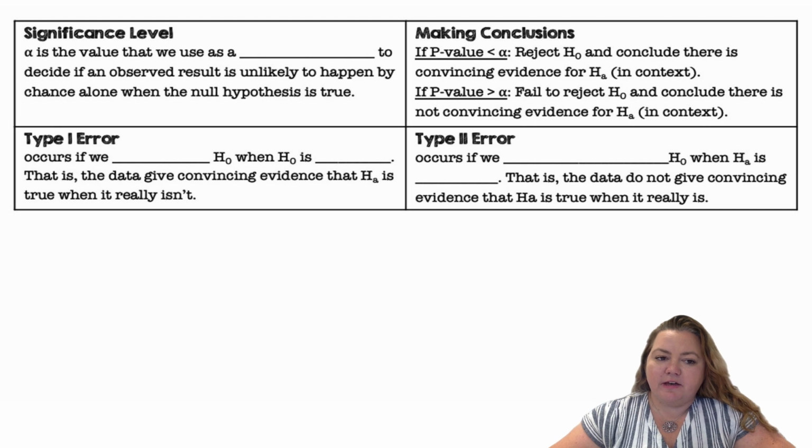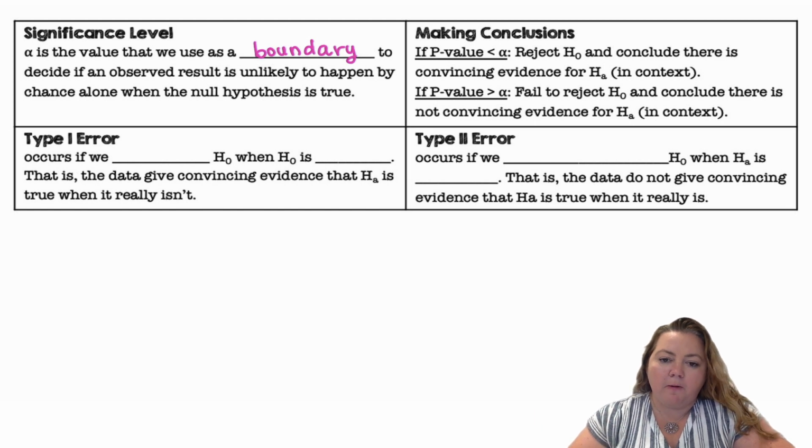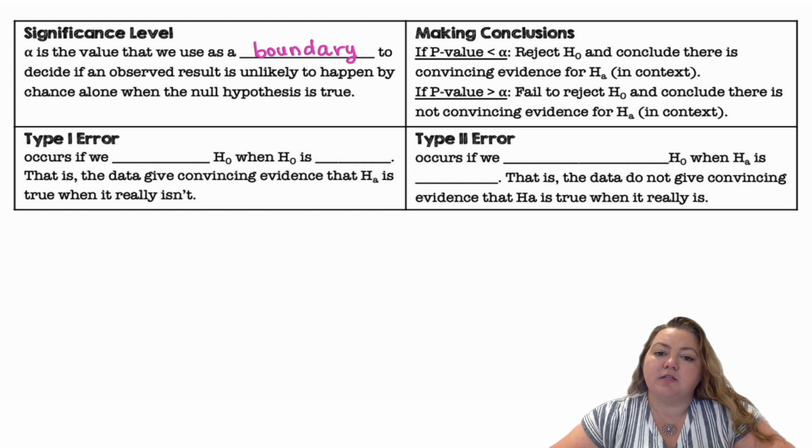A significance level, alpha, is the value that we use as a boundary to decide if an observed result is unlikely to happen by chance alone when the null hypothesis is true. In making conclusions, if our p-value is less than our alpha, then we reject the null hypothesis and conclude there is convincing evidence for the alternative hypothesis, and we would state that in context. So we would restate what the problem was about. If our p-value is greater than our alpha, then we fail to reject the null hypothesis and conclude there is not convincing evidence for the alternative. And we would also put that in context.